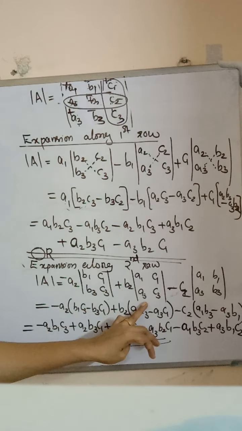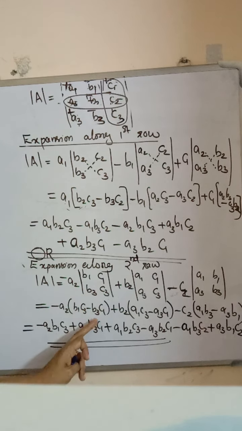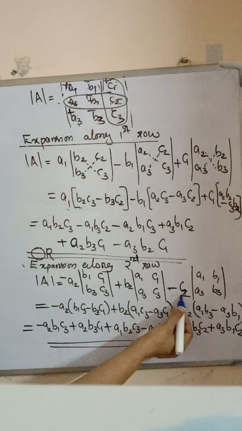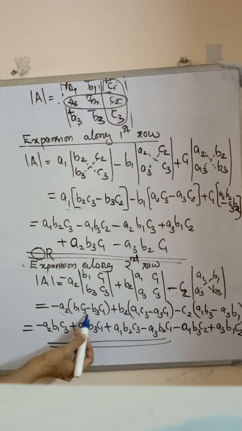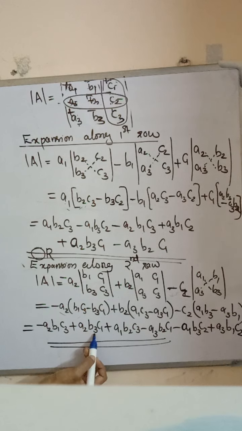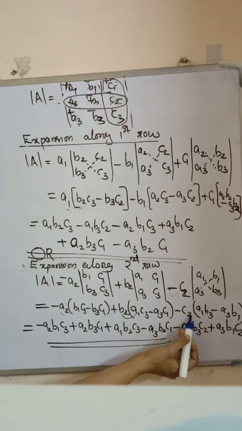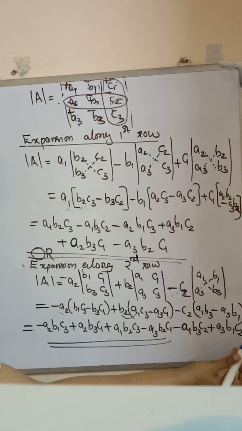Now we expand the 2 cross 2 determinants. We get minus A2 into B1 C3 minus B3 C1, plus B2 into A1 C3 minus A3 C1, and minus C2 into A1 B3 minus A3 B1. Then multiply A2 into the bracket. We get minus A2 B1 C3 plus A2 B3 C1 plus B2 A1 C3 minus A3 B2 C1 minus A1 C2 B3 plus A3 B1 C2. These two answers are equal.